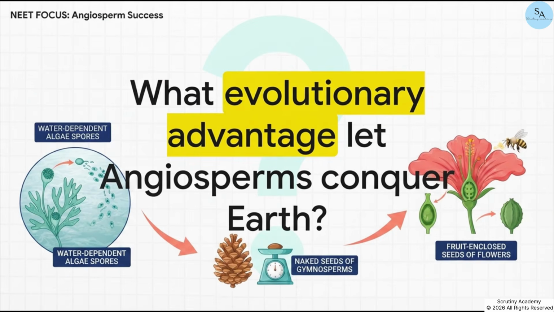As we wrap up this explainer, I want to leave you with a final thought to really drive your revision. Think about the epic evolutionary journey we just took. We watched reproductive strategies evolve from the water-dependent, swimming spores of algae to the naked seeds of gymnosperms and finally to the highly protected, fruit-enclosed seeds of flowers. So based on these shifting life cycles, what specific evolutionary advantage allowed angiosperms to ultimately conquer the globe? Let that conceptual understanding sit with you and let it guide you as you review your notes.